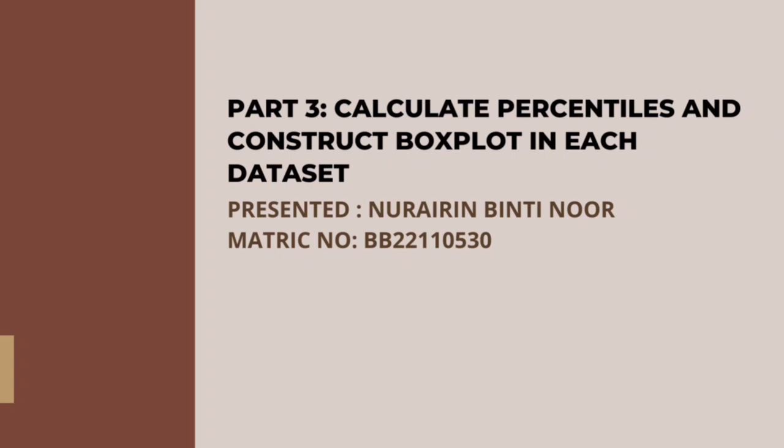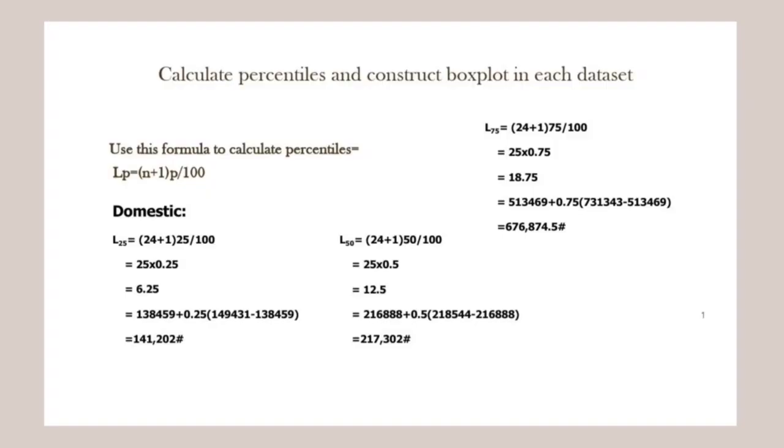I will discuss part 3, which is to calculate percentiles and construct box plots in each dataset. To calculate percentiles, we will use this formula, which is L_P equals (n plus 1) times P divided by 100.